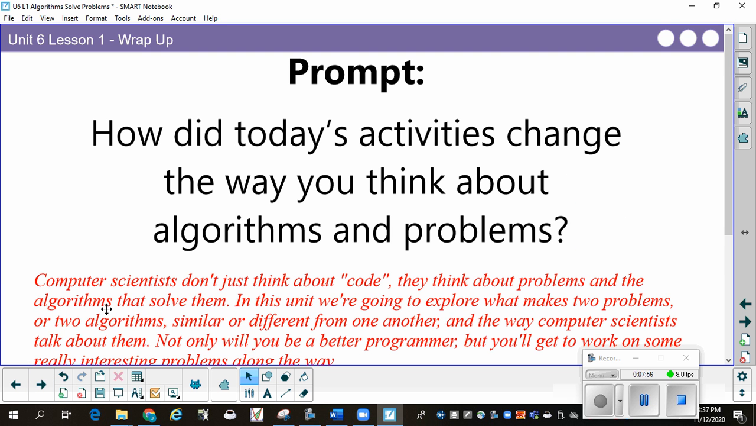Now, how did today's activities change the way you think about algorithms and problems? Well, computer scientists don't just think about code. They think about problems and the algorithms that solve them. In this unit, we're going to explore what makes 2 problems or 2 algorithms similar or different from one another, and the way computer scientists talk about them. Not only will you be a better programmer, but you'll get to work on some really interesting problems along the way.